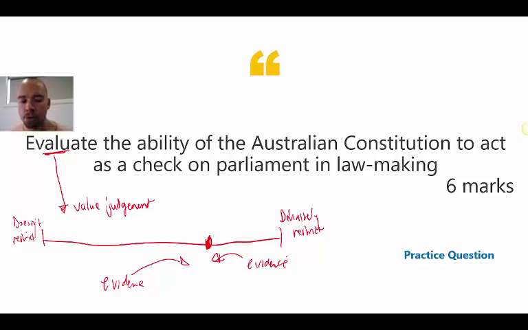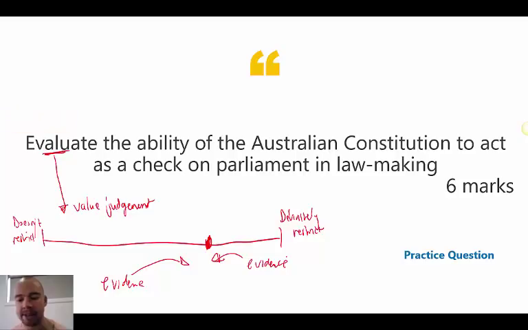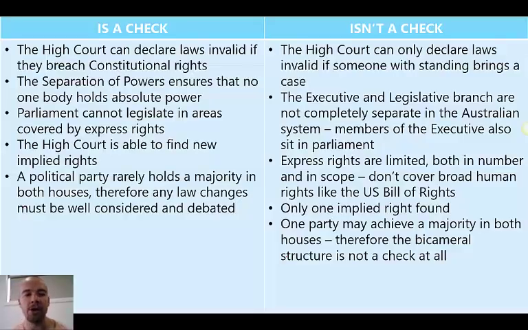So for making a value judgment on how the Australian Constitution acts as a check on Parliament, we can use this evidence. Basically, these 5 points here are the 5 we just went through. The High Court can find new rights. They can declare laws invalid. A political party rarely has a majority in both houses. Separation of power ensures no one body holds absolute power. So that's how it is a check.